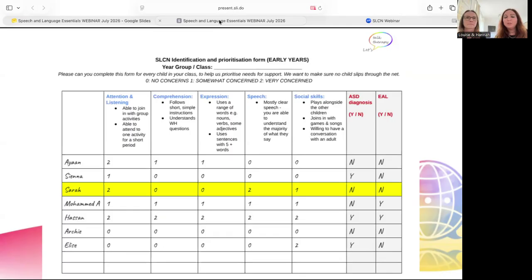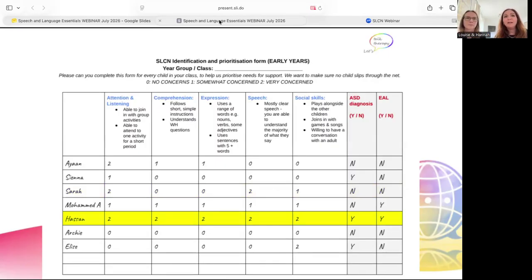Whenever we see a 2, this is a red flag. This is where a teacher is very concerned. Perhaps this child is already known to the SEND team or the SENCO, but are they aware of the concerns around her social skills as well? Could attention and listening be playing a part here, or is this an outcome of her speech difficulties?